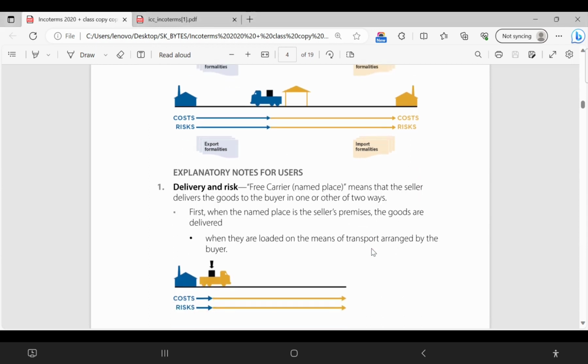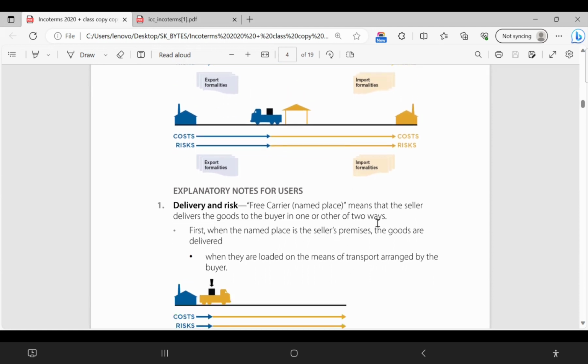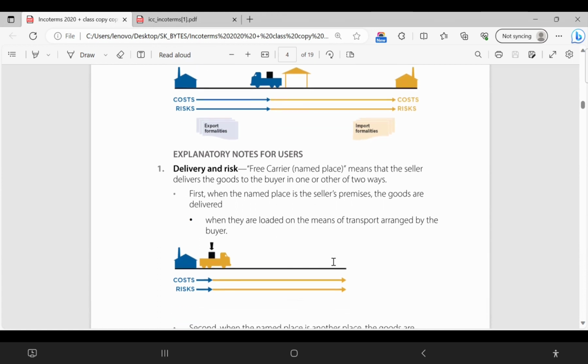Now let's read. Delivery and risk. Free carrier, named place, means the seller delivers the goods to the buyer in one or other of two ways. First, when the named place is the seller's premises, the goods are delivered when they are loaded on the means of transport arranged by the buyer. So freight is collect only. So if it is the first point, when they are loaded on the means of transport arranged by the buyer.